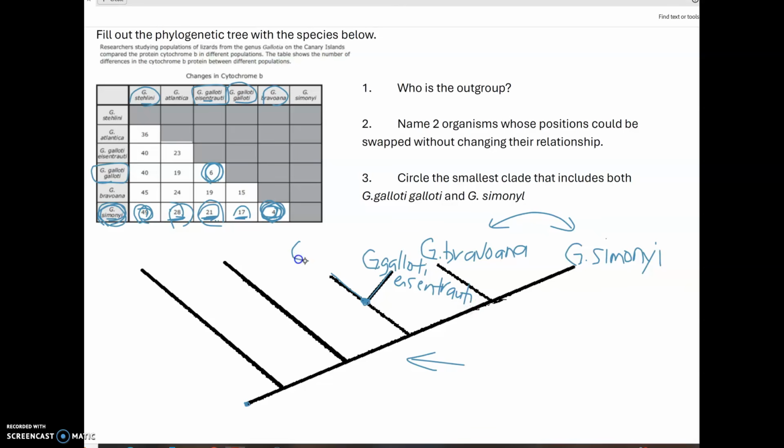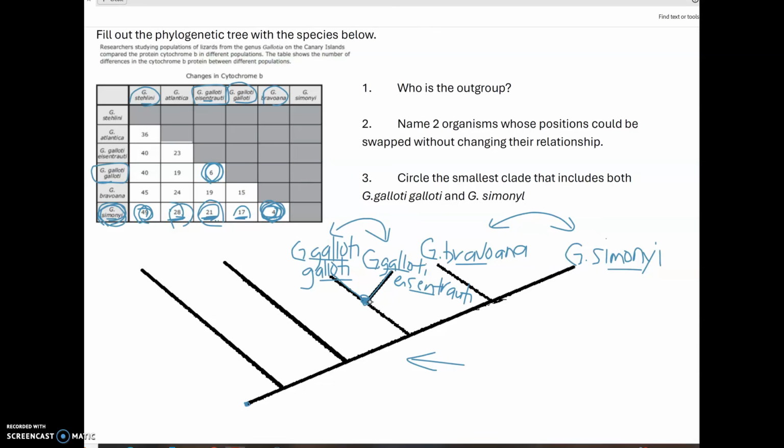And here is going to be G. galati. I would assume these are species, so I'm probably supposed to be underlining them. But, all right. And again, since these have a node, anytime you have a node, these can be flip-flopped. So technically, it doesn't matter left or right.